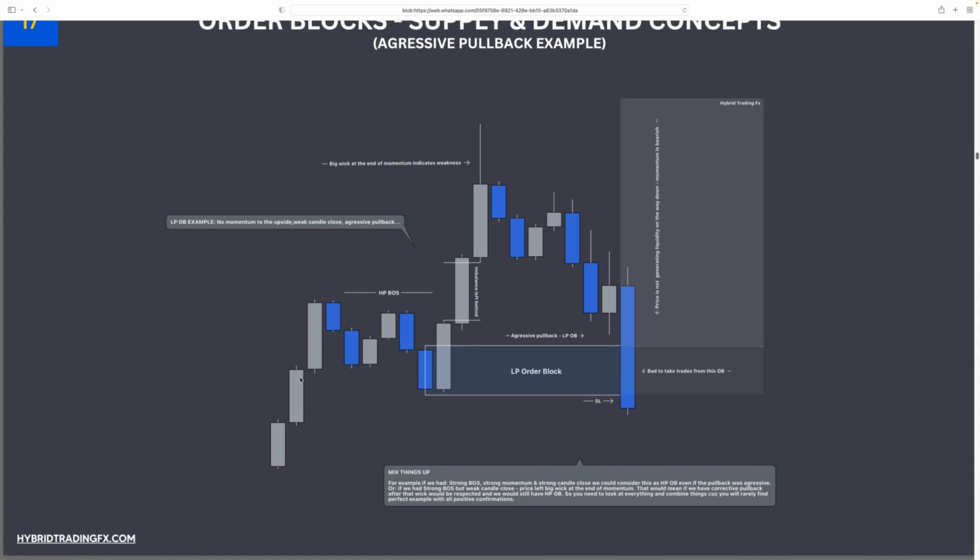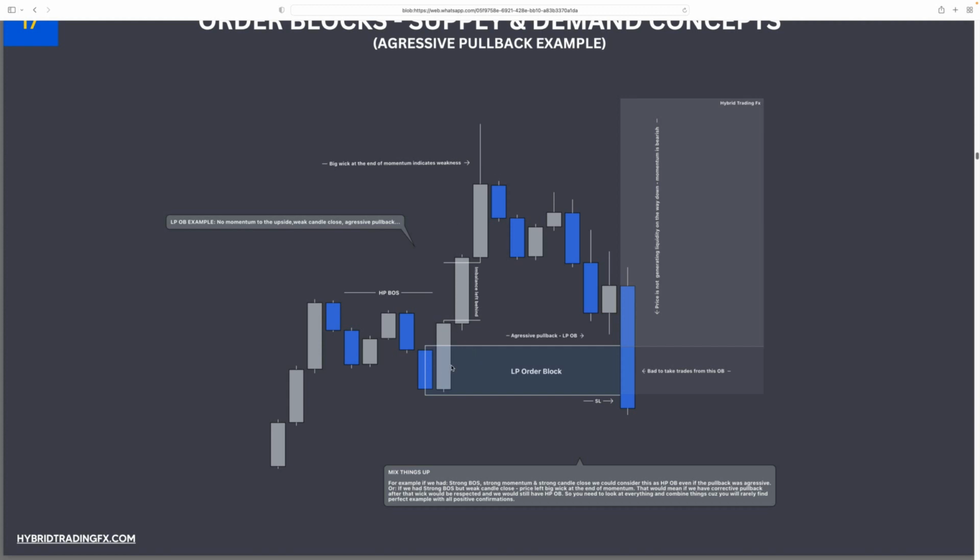Again, we see that we have impulse, correction, impulse, again, high probability break of structure, but we have imbalance left behind. We have momentum in the market. We have everything in this continuation here. But what happened here is that we had a quite nice big wick. A big wick usually indicates two things: either a bigger correction, or volatility.